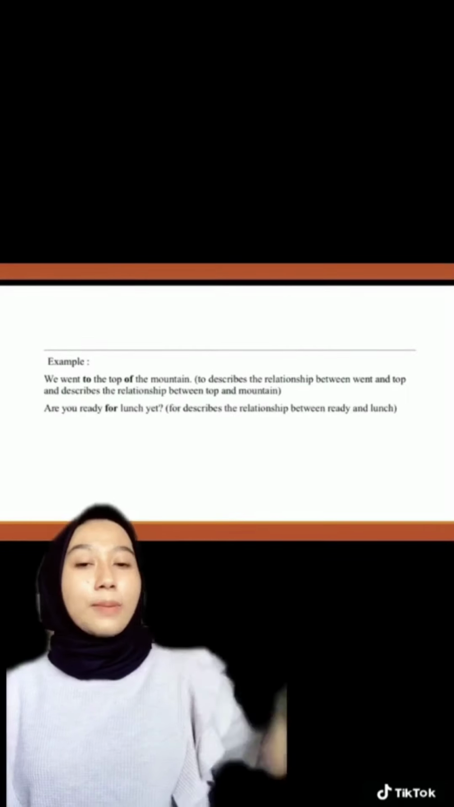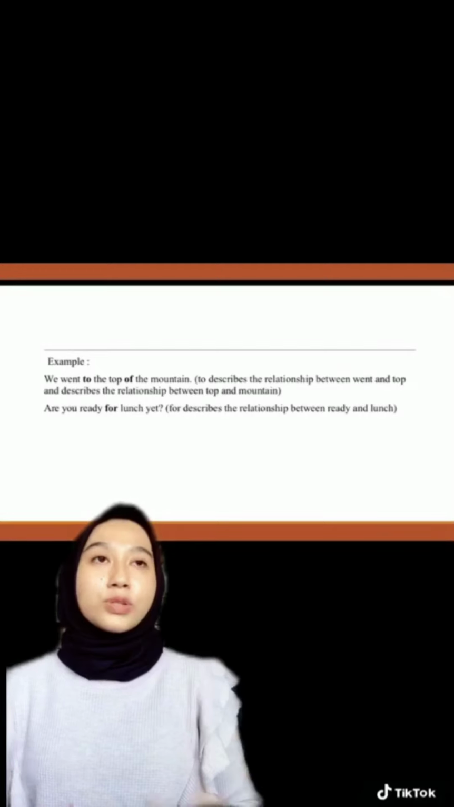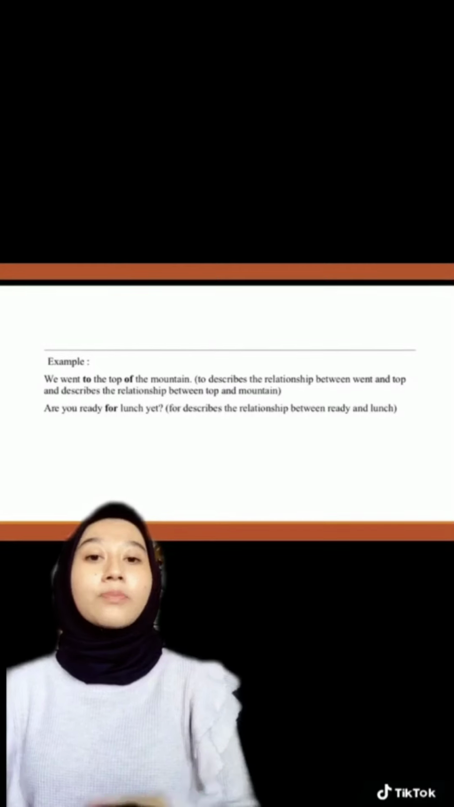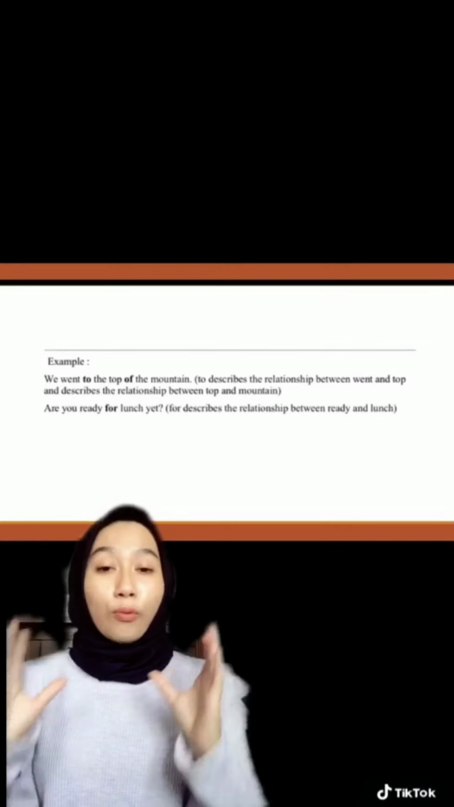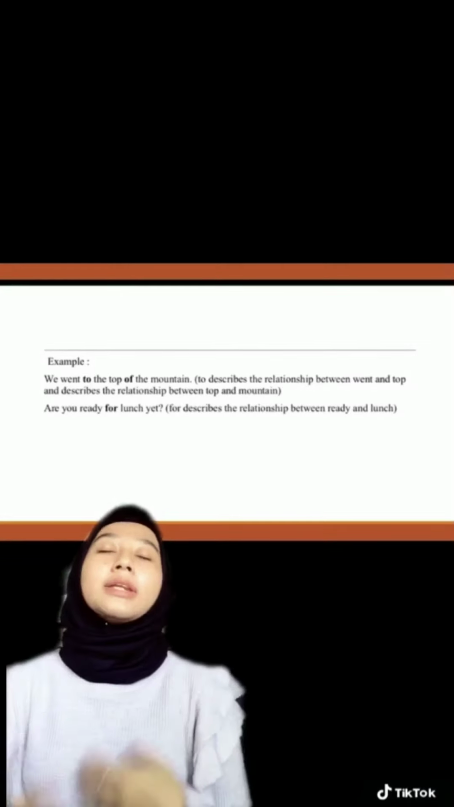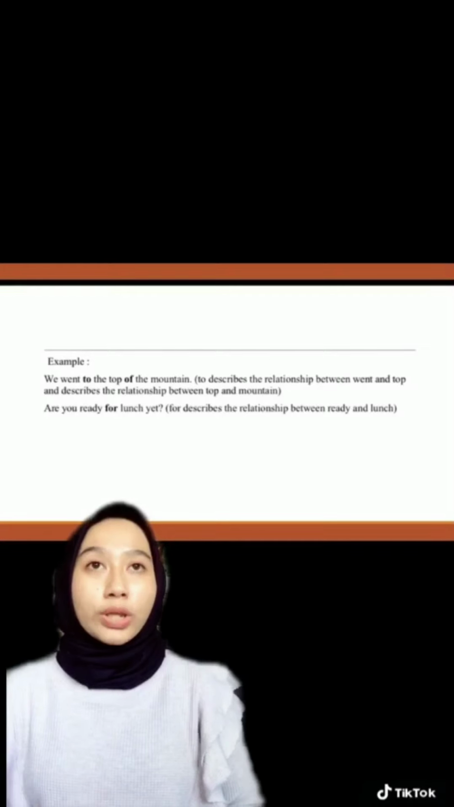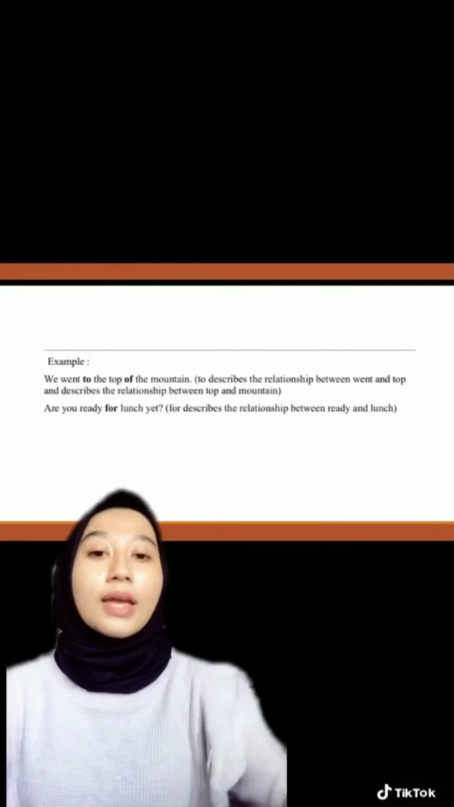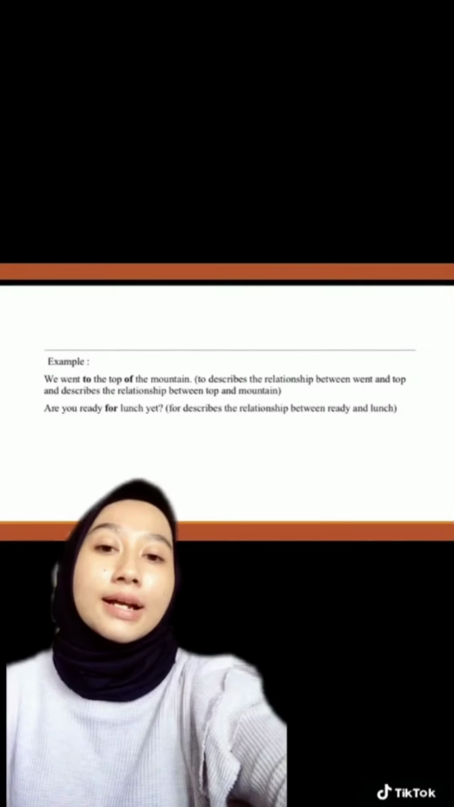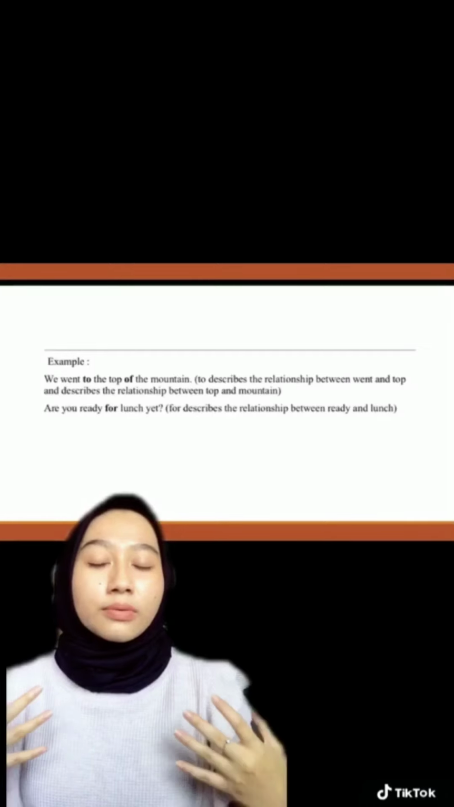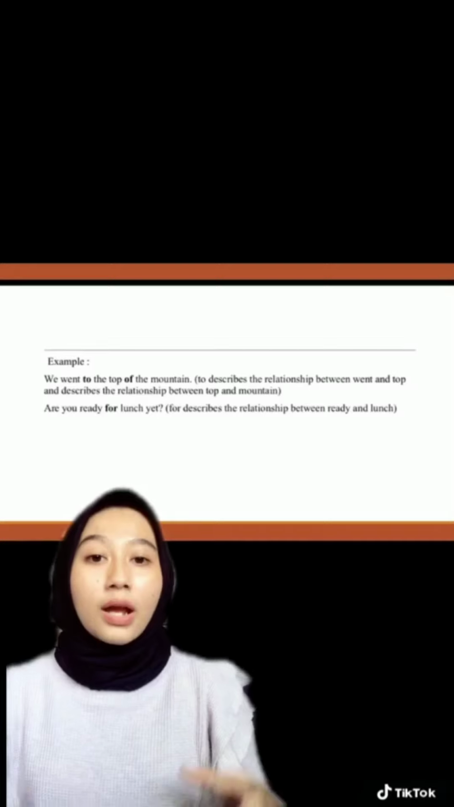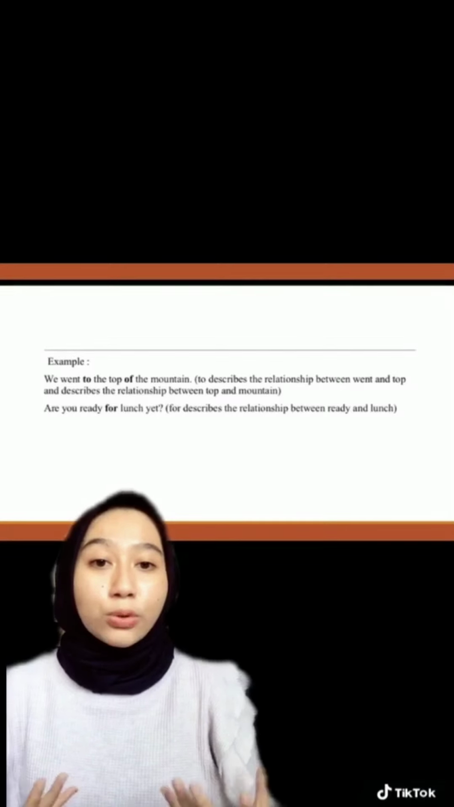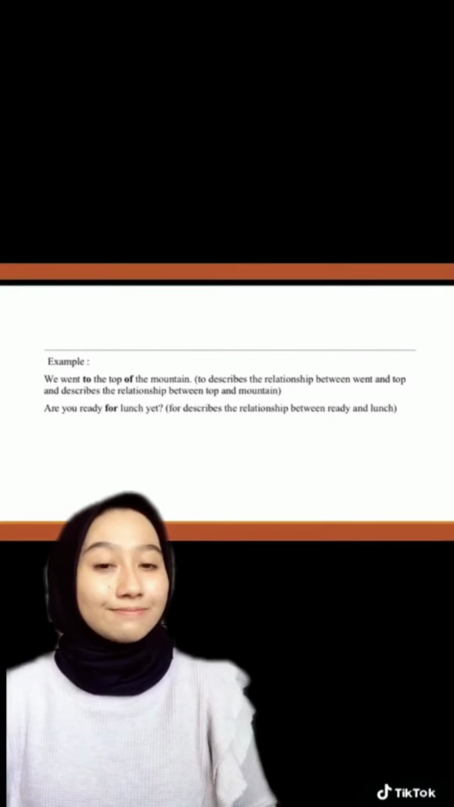Here are examples of the preposition. First, we went to the top of the mountain. To and of here describe the relationship between went and top, and between top and mountain. And second, are you ready for lunch yet? For here describes the relationship between ready and lunch.